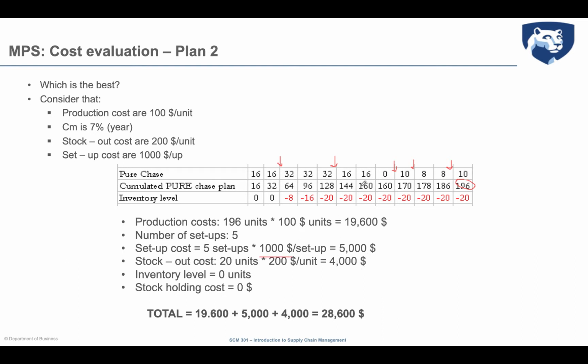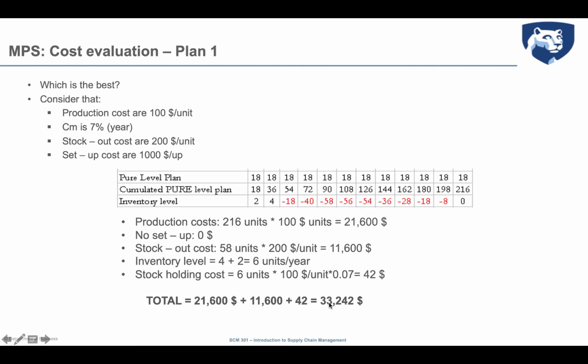And the stockout cost is how much? 20 units that are never sold multiplied by $200 per unit is $4,000. The inventory level is 0 units because you don't have inventory, and so the stock holding cost is $0 because you don't have inventory to be kept in stock. The total is 19,600 plus 9,000, it's 28,600, which is slightly more than the previous one.